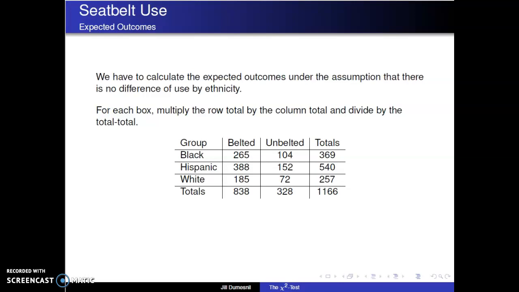Notice that 369 times 838 divided by 1166 is 265 when we round. So the first row total times the first column total divided by the total total gives the entry in the first row and first column of the expected outcomes. Similarly, the second row total times the first column total divided by the total total gives the entry in the second row first column of the expected value matrix.